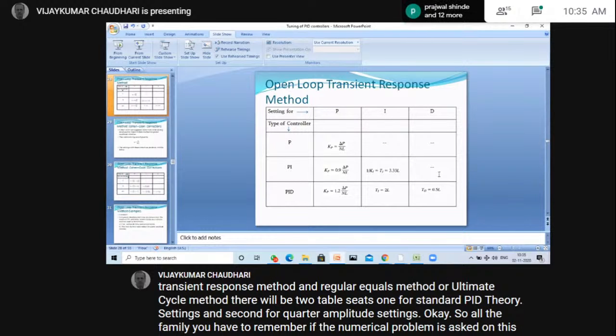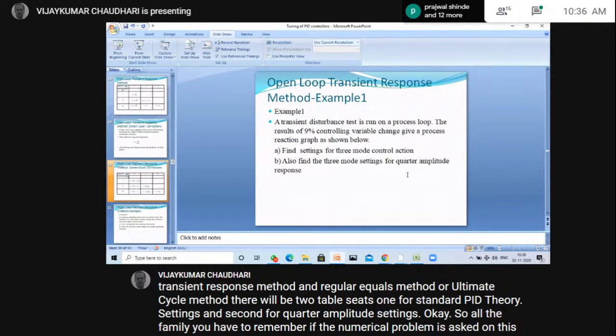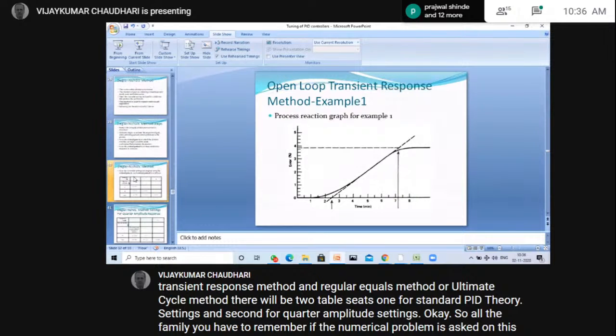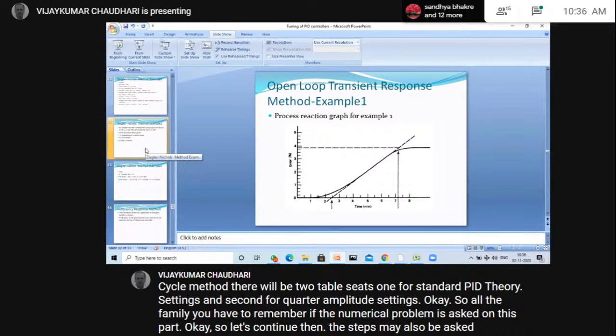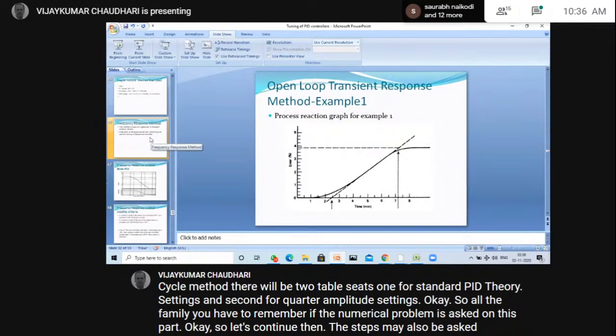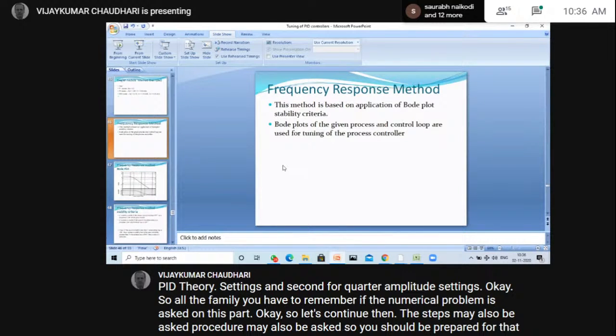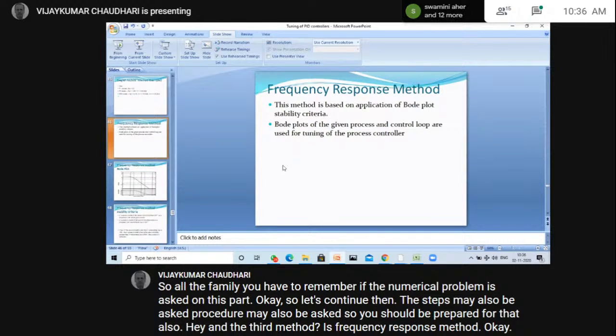Okay, so let's continue then. So Ziegler-Nichols method is over. The steps may also be asked, the procedure may also be asked, so you should be prepared for that also. And the third method is the frequency response method. This we are familiar with. We have studied this, but we just have to apply it.